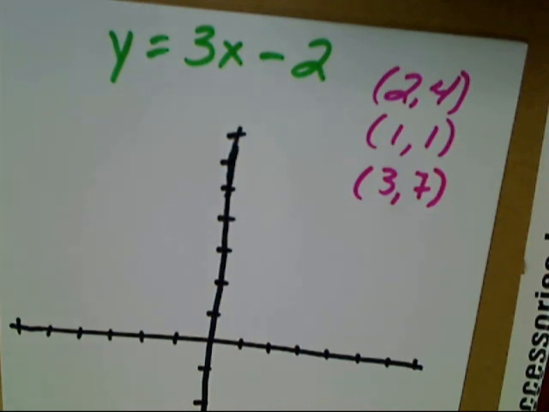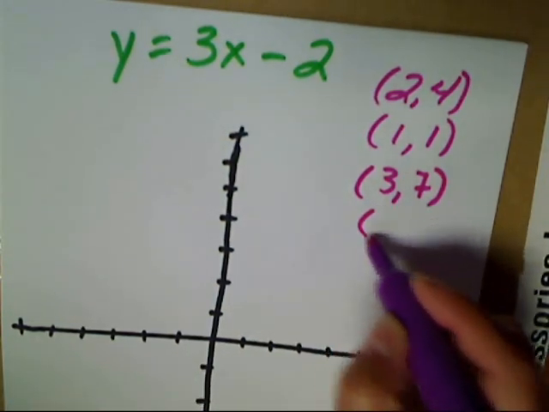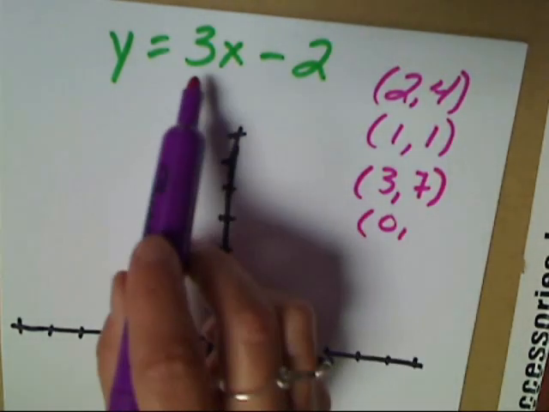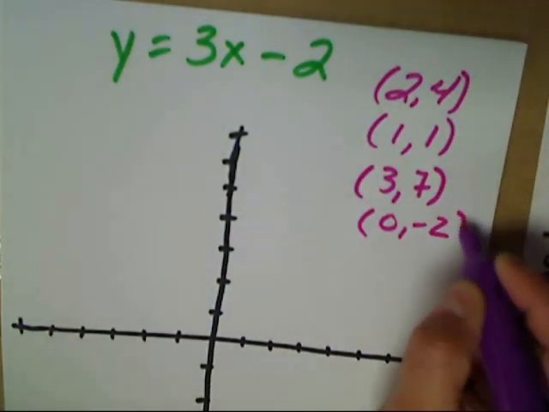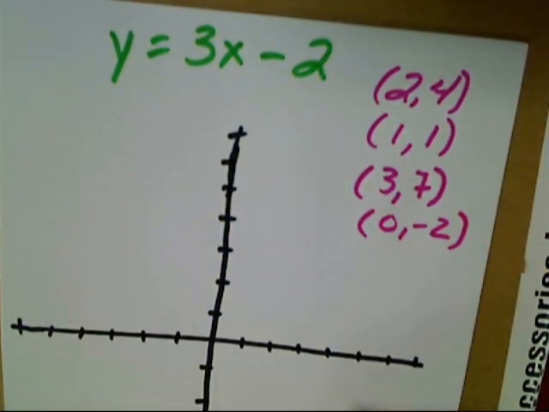That's getting a little bit high, so I'm going to start going down the other direction. And what happens if I put 0 in? Oh, I like 0. 3 times 0 is 0, and then I just take away 2. So I have the point (0, -2).